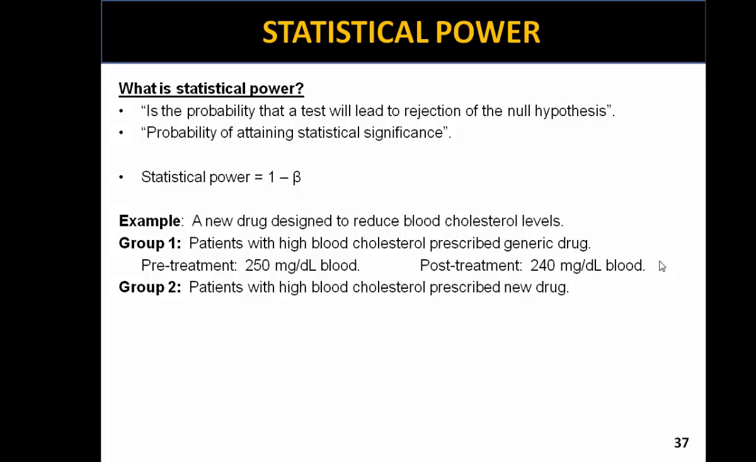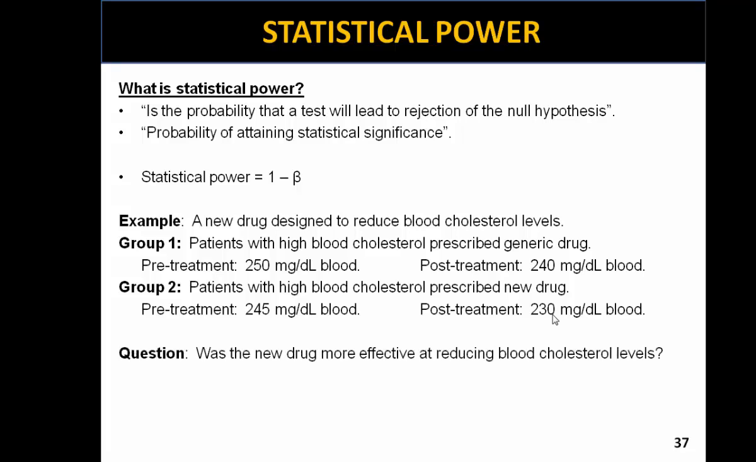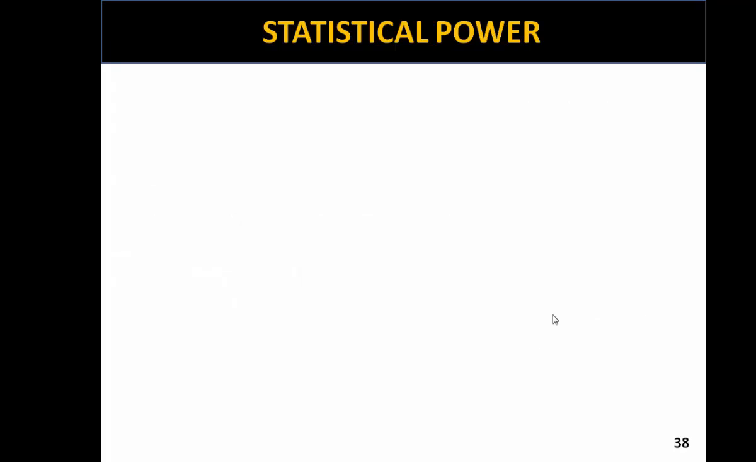The second group were similar characteristic patients who had been diagnosed with high blood cholesterol but were prescribed a new drug. Upon the results, we see that the new drug had a 15 unit reduction in blood cholesterol, from 245 units down to 230 units. So the question in this study: was the new drug more effective at reducing cholesterol levels?